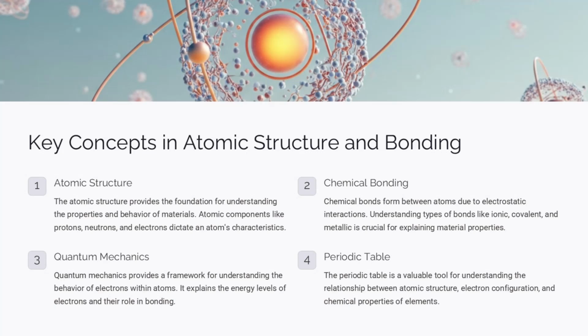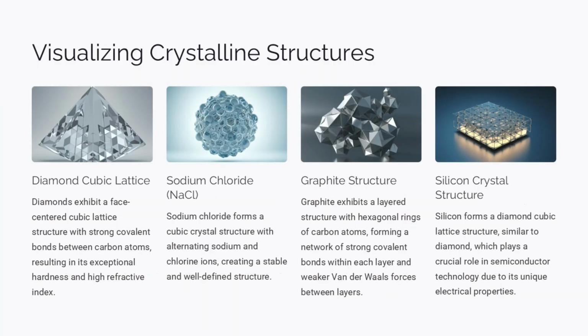Quantum mechanics provides a framework for the behavior of electrons within atoms. It explains the energy levels of electrons and their role in bonding. The periodic table is a valuable tool for understanding the relationship between atomic structure, electron configuration, and chemical properties of elements. Diamonds are known for their exceptional hardness and high refractive index.